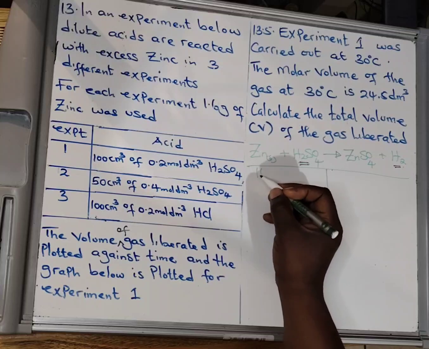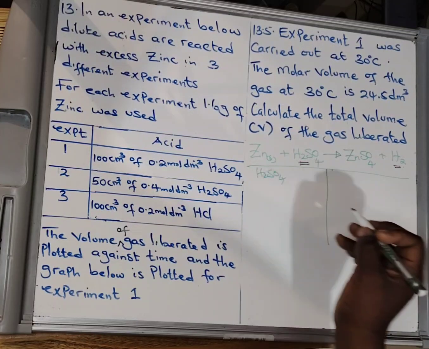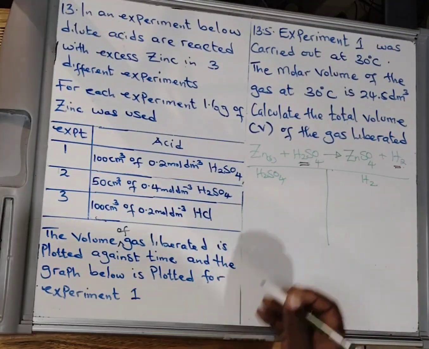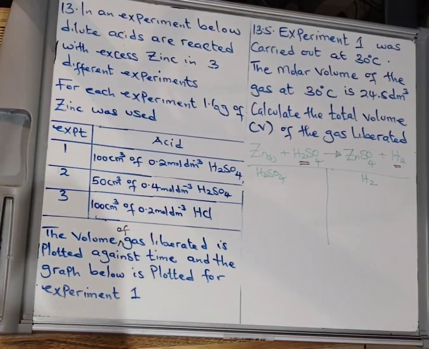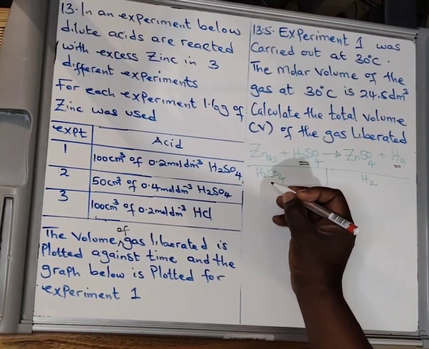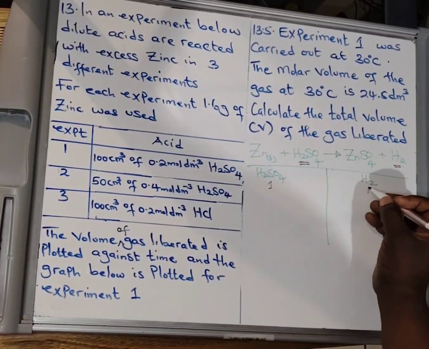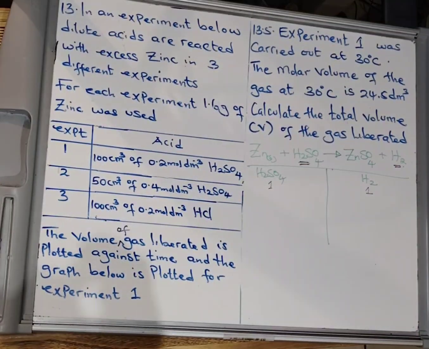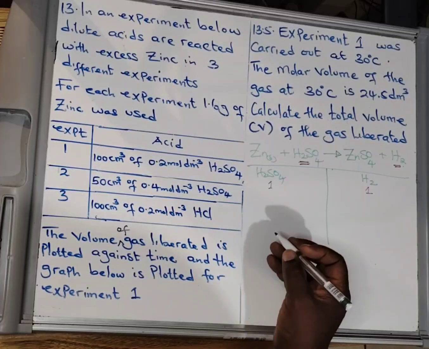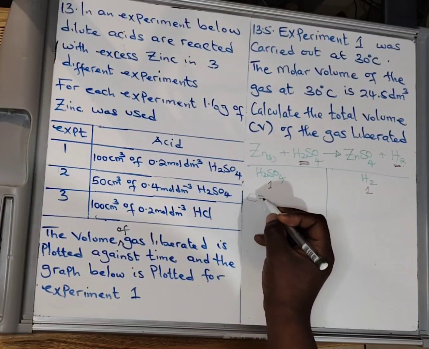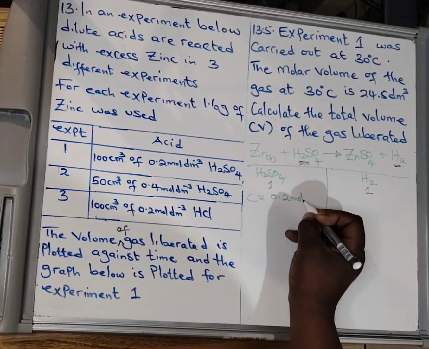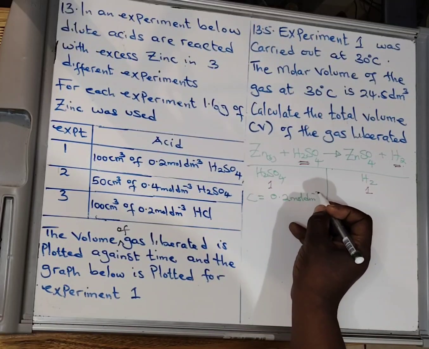At this side, we are having our sulfuric acid. On this side, we are having our hydrogen gas. For sulfuric acid, let us look at here. The number here is 1, the number here is 1, so the ratios are 1 to 1. After that, this is what we have to know, that for sulfuric acid, we know the concentration, which is 0.2 moles per cubic decimeter.